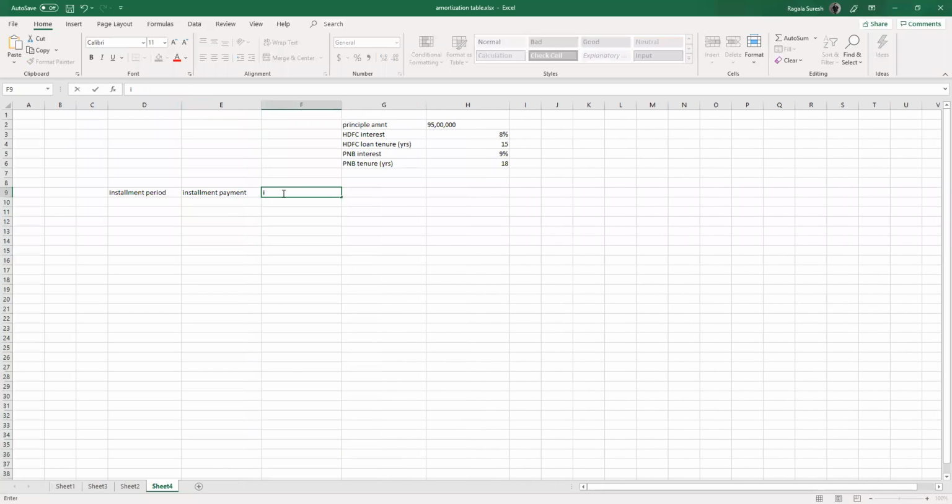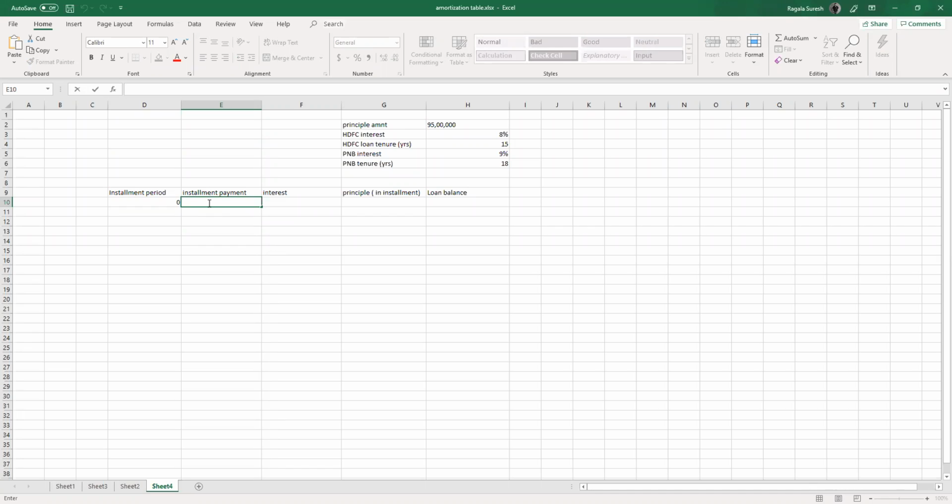And what will be there? There will be, as part of installment, interest payment, interest and principal. Installment and loan balance. What is the loan balance? Installment period first, 0 at the time of first installment.